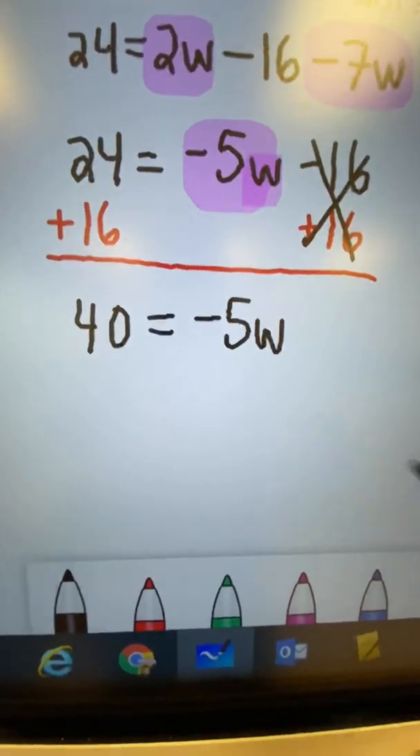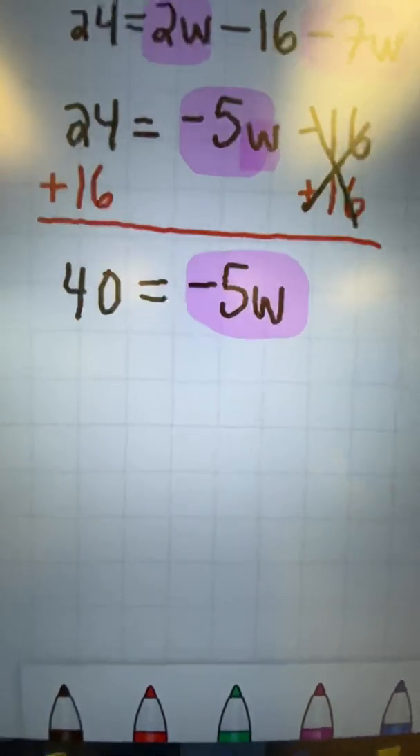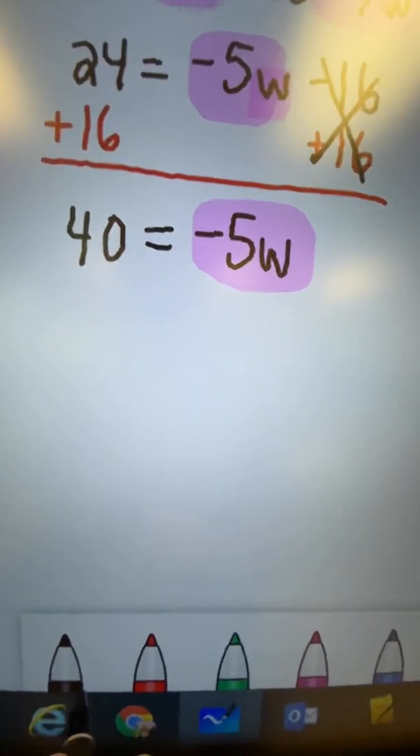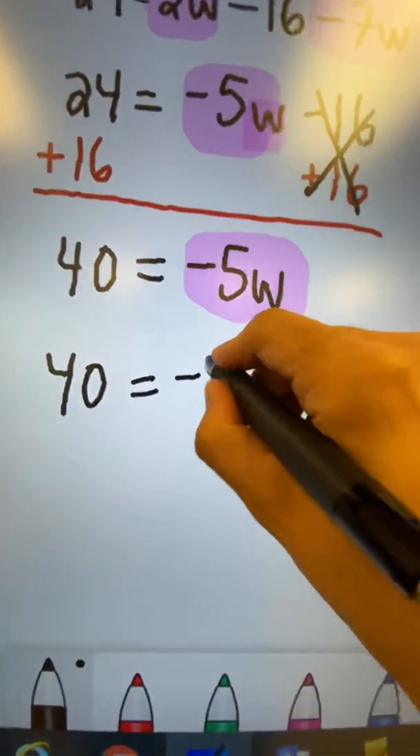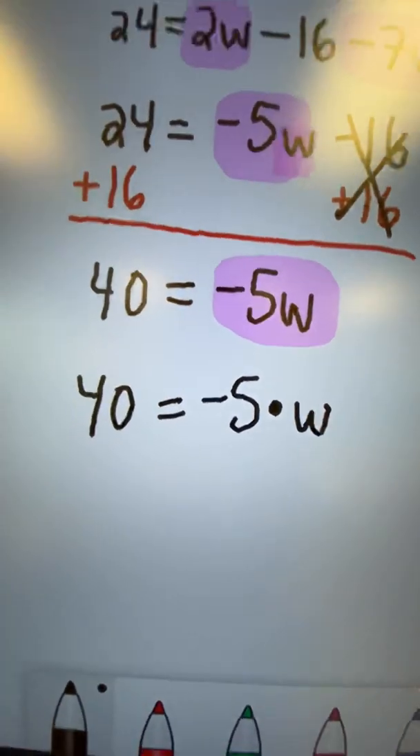And now we're left with one more step. We're solving for w, so I know I've still got to work with this side. And one thing I want to remind you is that if you see a number next to a variable, that implies that these two are being multiplied together.